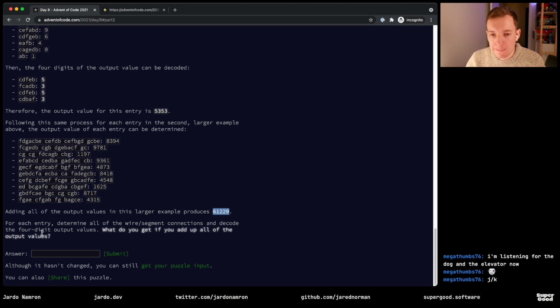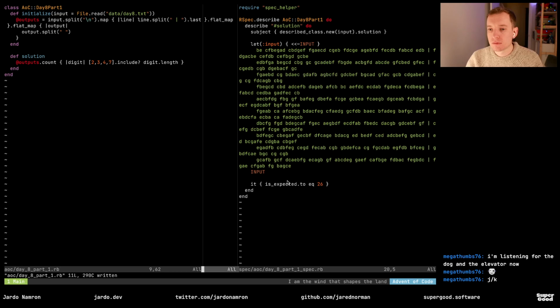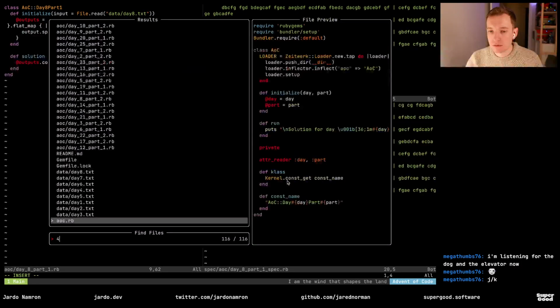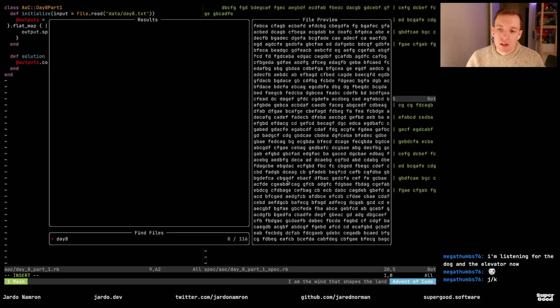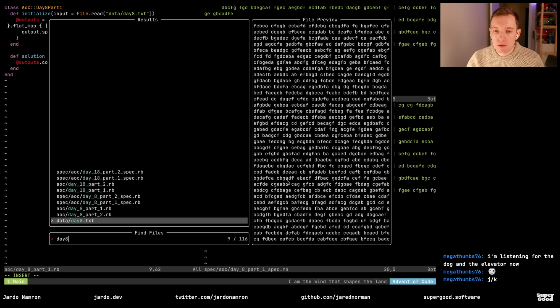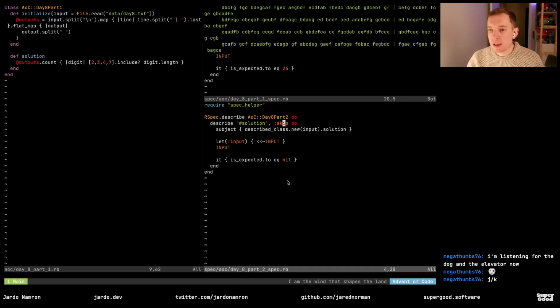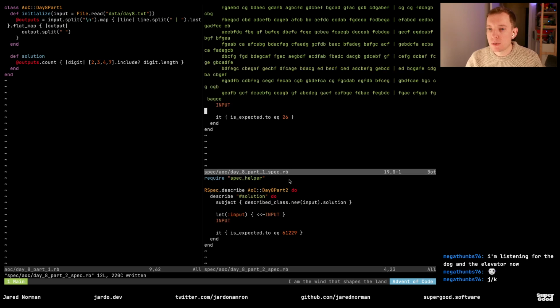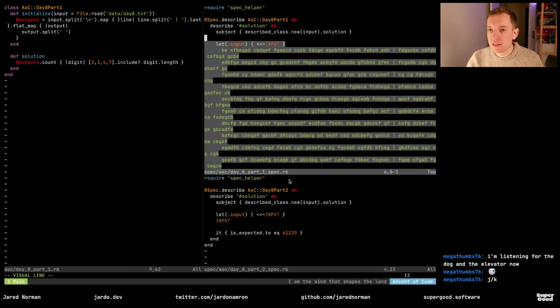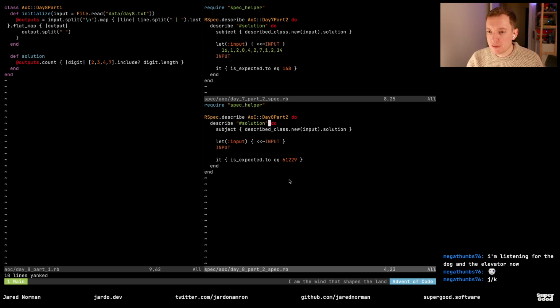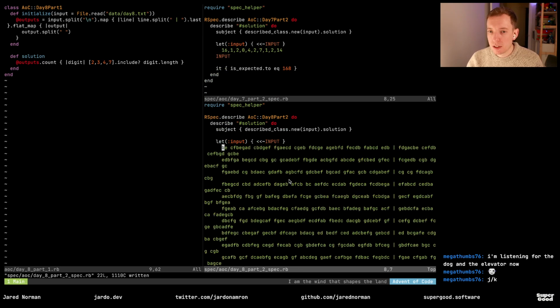Okay. How do I want to do this? Part 2 spec. So we're expecting a value of 61229. We don't want to skip this anymore. We want to keep running it. We want to take our input from above. And we can kind of refactor this.